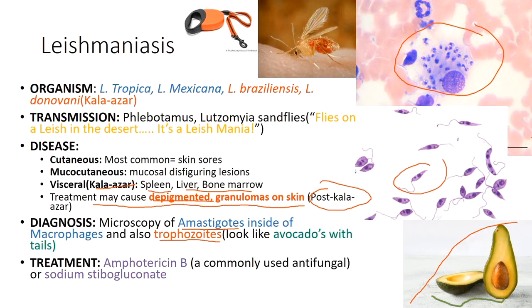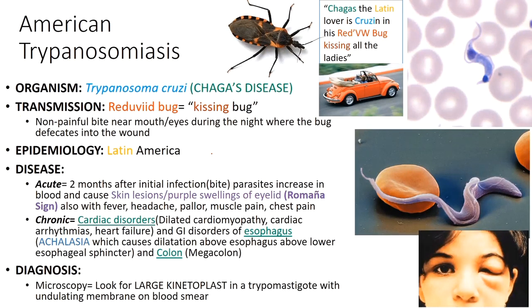Treatment for this is amphotericin B, which is a commonly used antifungal, especially for systemic fungal infections. In addition, sodium stibogluconate. I think this is actually the only infection that we use this antibiotic for, so maybe try to remember that when you get to pharm. It might help you a little bit to remember that leishmania is one of the only places that you see that. So now on to American trypanosomiasis.